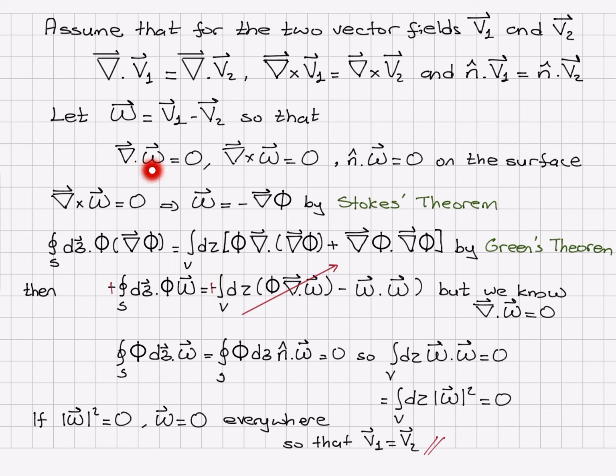We know that divergence of W is equal to 0, so this term disappears. And d sigma dot W gives us the normal component of W, which is 0 everywhere, so this part is 0, which means the integral d tau W dot W is 0, so W magnitude is 0, which means W is identically 0 everywhere. That implies these two vectors, V1 and V2, are the same. Therefore, knowing the divergence, curl, and the normal component of this vector, we have only one possible answer for the vector field.